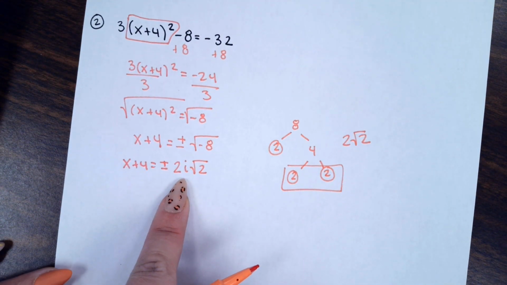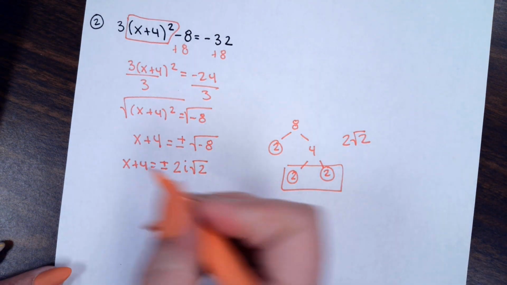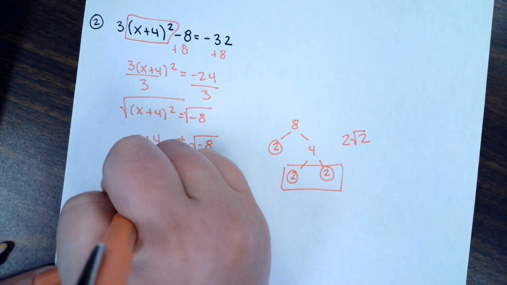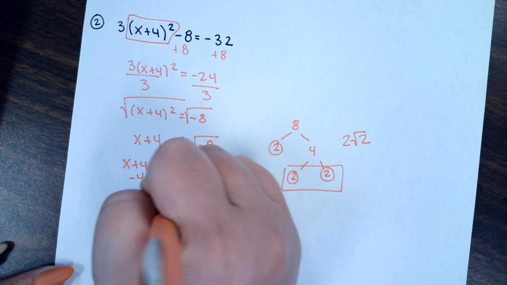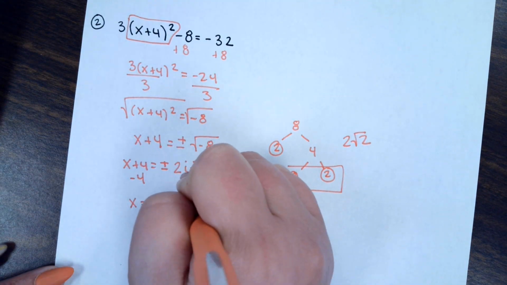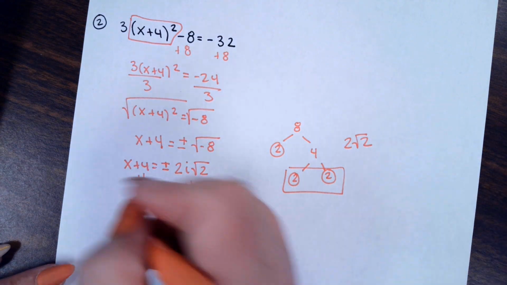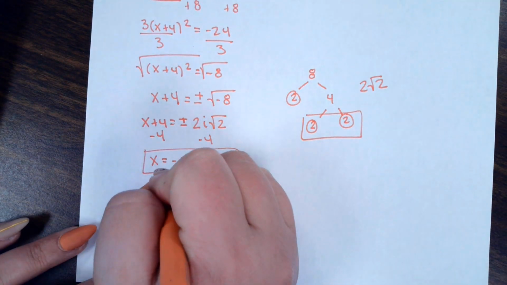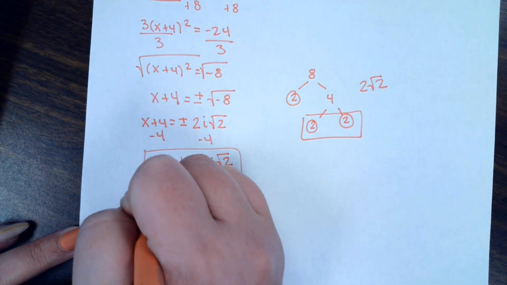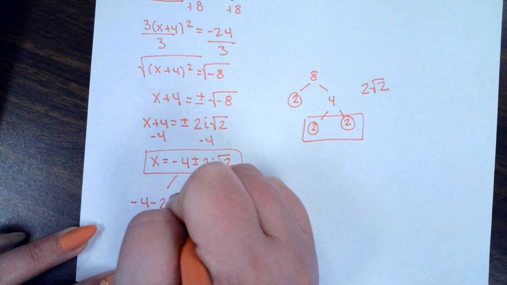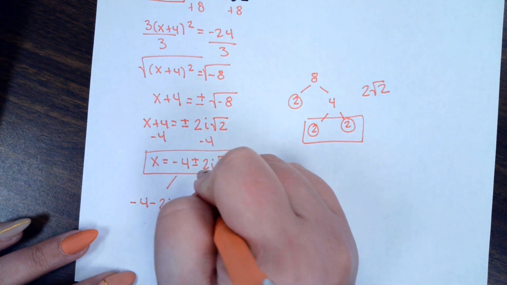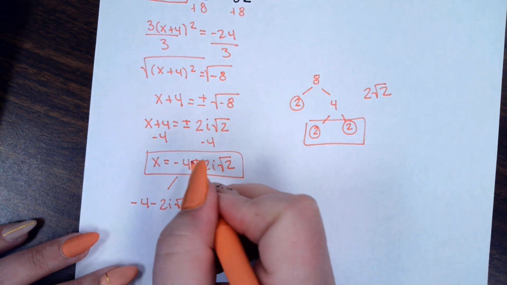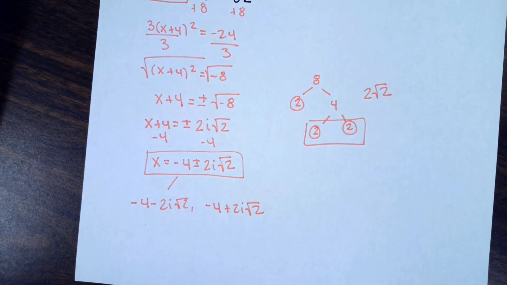Now that we've simplified this, we can get x by itself, so we're going to subtract 4 from both sides. x equals negative 4 plus or minus 2i root 2. And that is our answer. So remember, this really means we have two answers, right? It's either negative 4 minus 2i root 2 or negative 4 plus 2i root 2, but I'm going to write it with a plus or minus just to condense our answer.